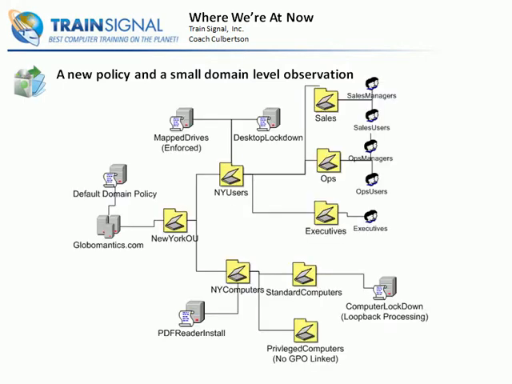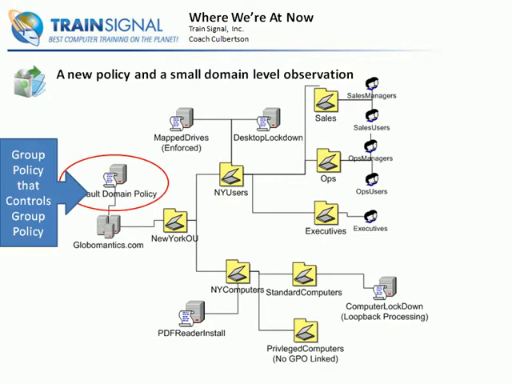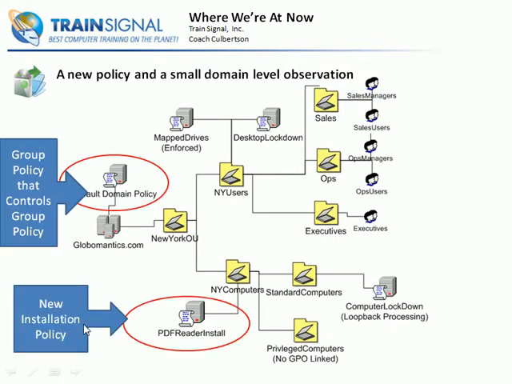What we've done in our network so far is we have created a new policy, our PDF reader installation, and we have installed software on all of our machines, and we've done just a little bit of observation in terms of some group policy that controls group policy at the default domain level. Remember that your default domain policy isn't really anything special other than it affects everything in your domain.